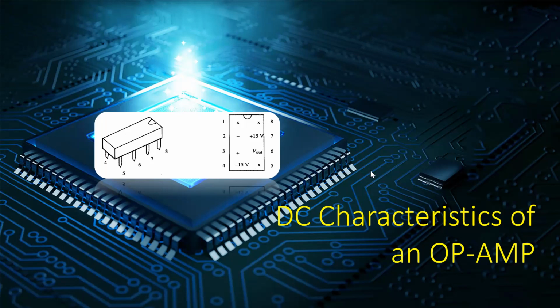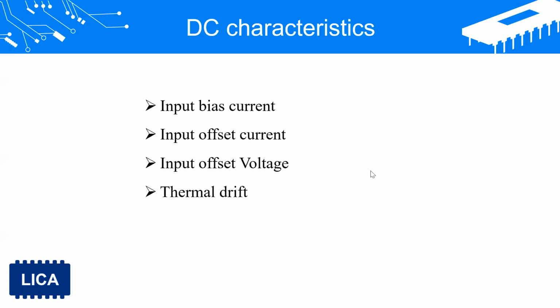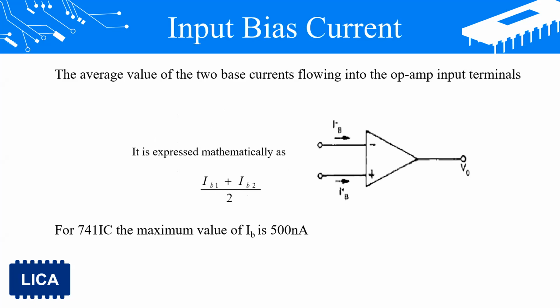We have four DC characteristics: input bias current, input offset current, input offset voltage, and finally thermal drift. We will see them one by one. First, we are going to discuss input bias current. What is meant by input bias current?